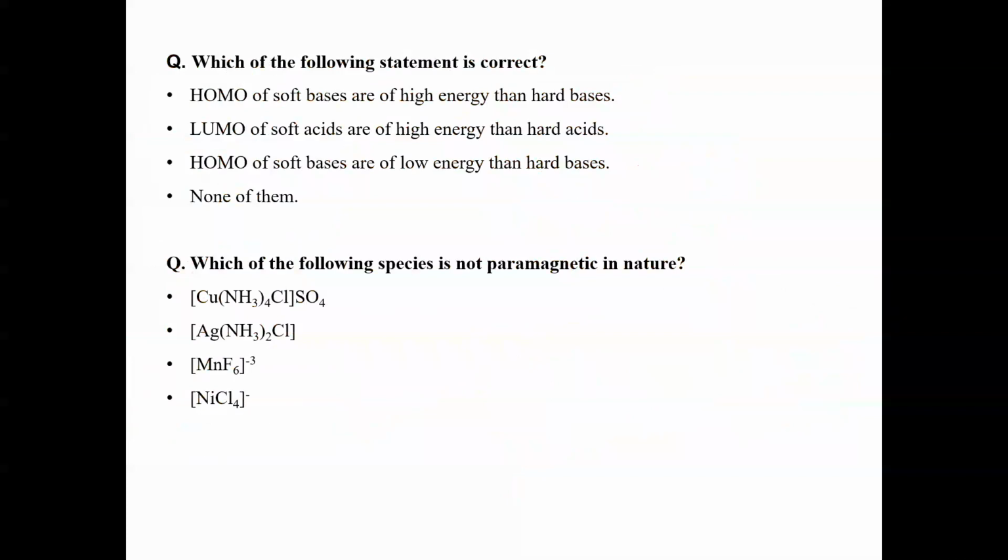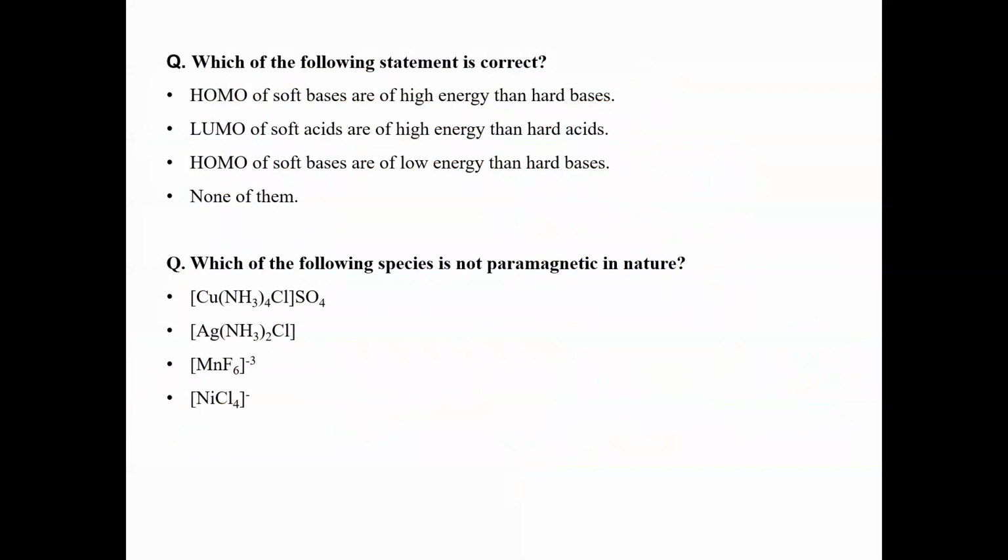The next question: which of the following statements is correct? This is also related to the HSAB principle. HOMO means highest occupied molecular orbital, and LUMO is lowest unoccupied molecular orbital. So soft bases, what do you mean by soft bases? They can easily donate their electron pairs.